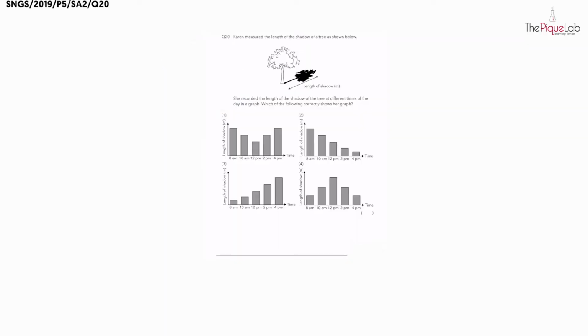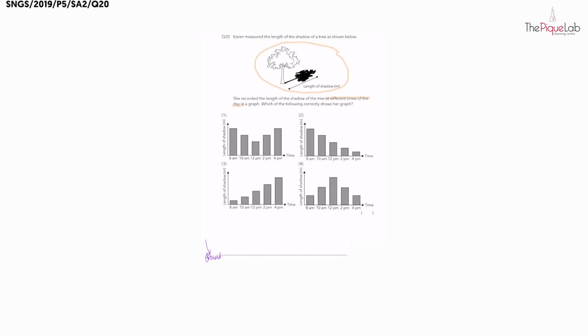Question 20. Karen measured the length of the shadow of a tree at different times of the day and she recorded the length in a graph. If we were to use this diagram here, it's very difficult for us to imagine or visualize the shadows. I'm going to teach you how to draw the shadows using another diagram. So let's use this line here right at the bottom of the page and imagine that is the ground.